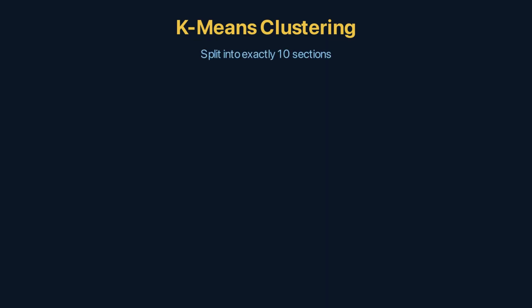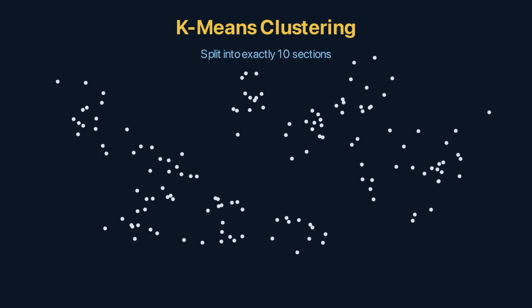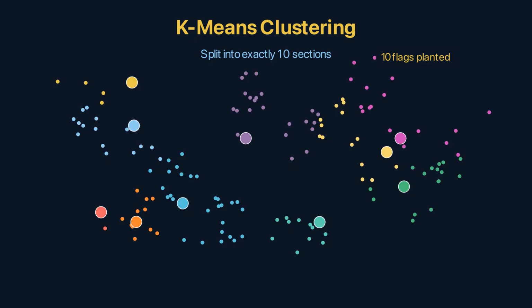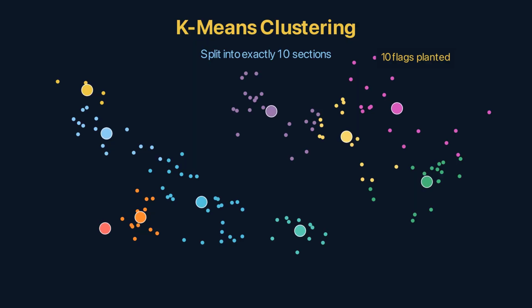Ready for clustering. K-Means: the librarian decides in advance on 10 sections. She plants 10 flags at random positions in the 3D space. Each book is assigned to the nearest flag. Then each flag moves to the center of its assigned books. Assign again. Move flags again. After a dozen iterations, the flags stop moving.